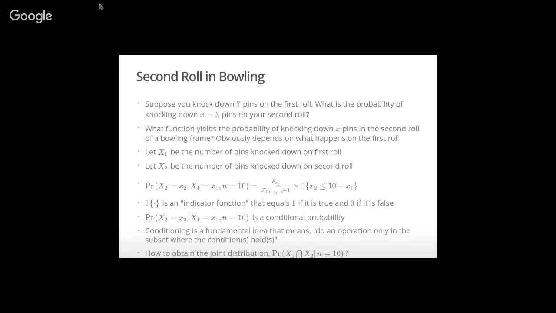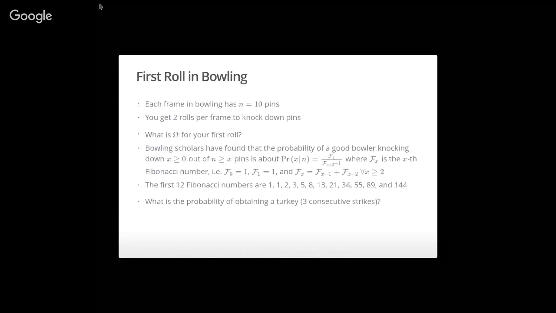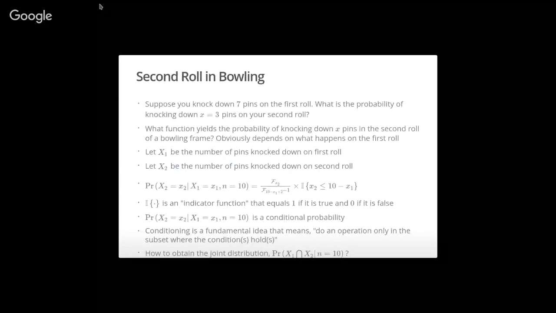And the first probability, otherwise known as the marginal probability of knocking down X1 pins on the first roll, is what we started off with. So we have two functions. We can multiply them together. That is going to tell us the probability of the bivariate event: knocking down X1 pins on the first roll and X2 pins on the second roll.